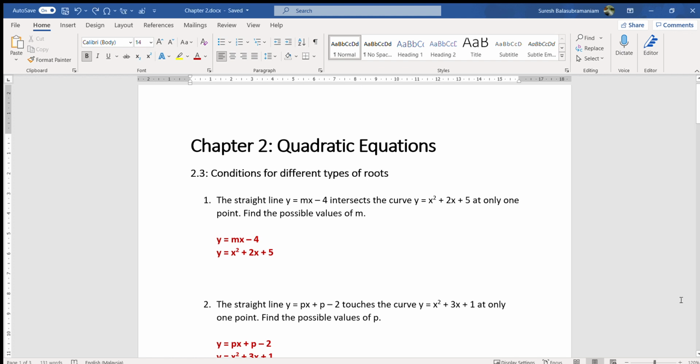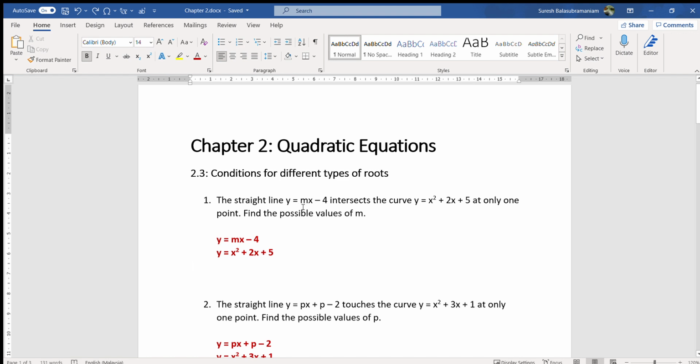Good day. In this video, I will show some solutions for selected questions from Chapter 2 Quadratic Equations, Subtopic 2.3, Conditions for different types of roots. Number 1. The straight line y equals mx minus 4 intersects the curve y equals x squared plus 2x plus 5 at only one point. Find the possible values of m.